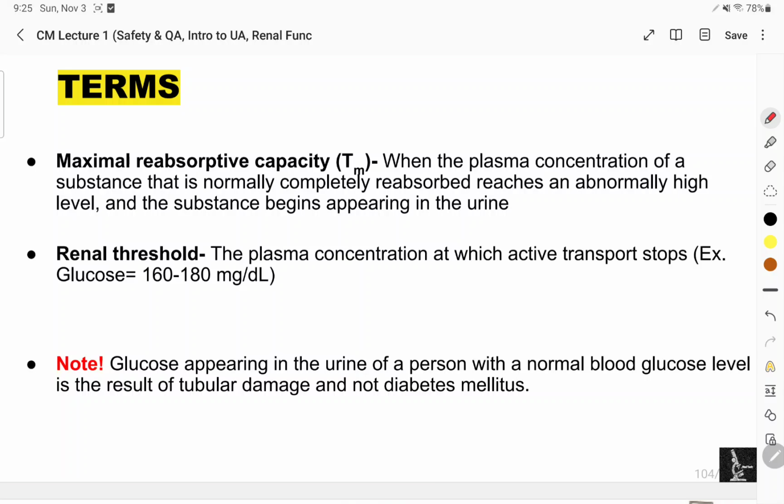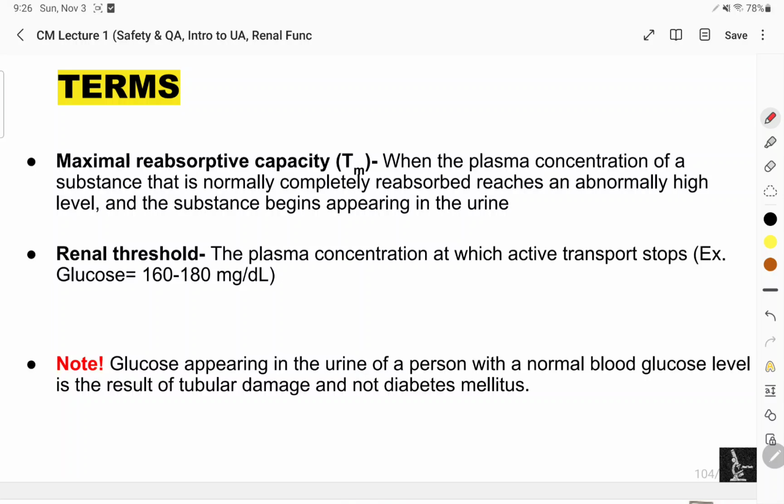So meaning naabot na sa maximal reabsorptive capacity mong kidneys. And renal threshold, on the other hand, this is the plasma concentration at which the active transport stops. Again, renal threshold meaning the plasma concentration of a certain substance naabot na niya at which the active transport stops. Okay? So, ang mga actively transported nga mga substances ay maapektuhan ani. For example, your glucose, di ba? Your glucose is actively transported in your PCT. If maabot na siya ani nga particular concentration, mo stop na ang active transport para ma-reabsorb ang glucose. So, ang mahitabo is pagawas na siya. Okay?